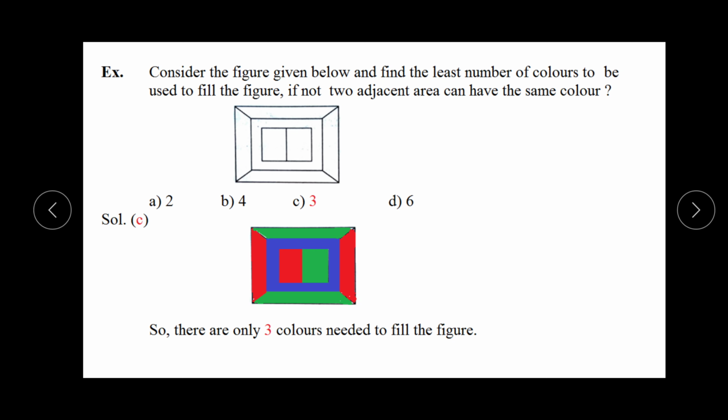Okay, let's see. We start from the base. This is a red color, this is a green color. It means 2 colors are there. Now this is the third color. After this we can again use these colors. We can fill red color here, green color here, again red color, and again green color. It means only 3 colors are needed to fill the figure.